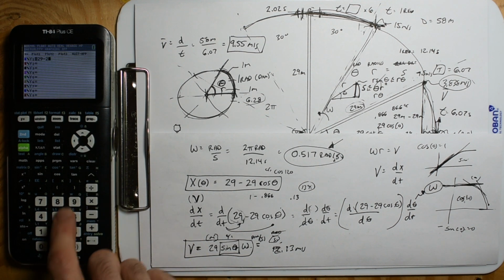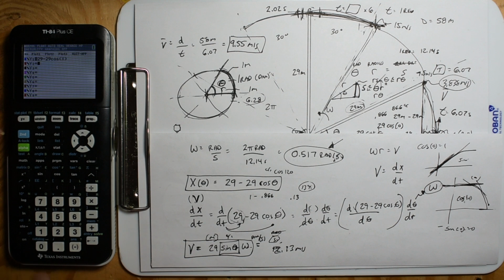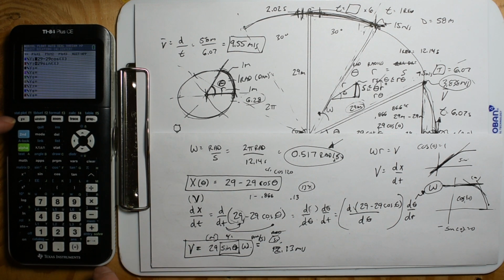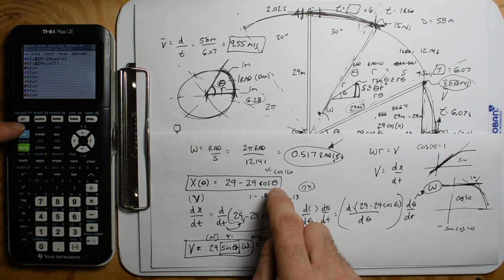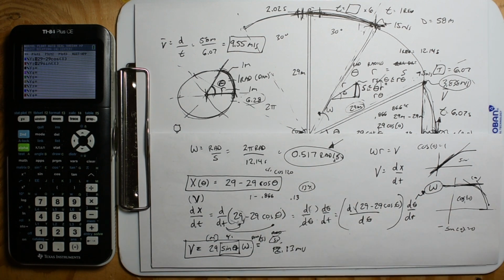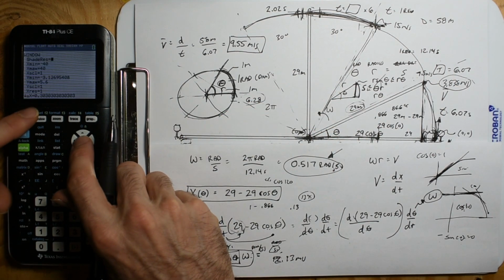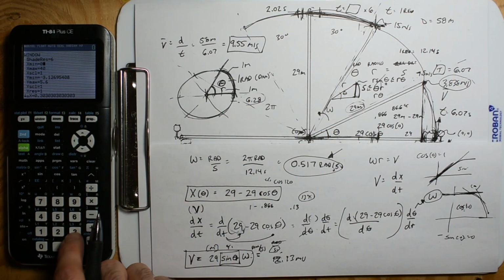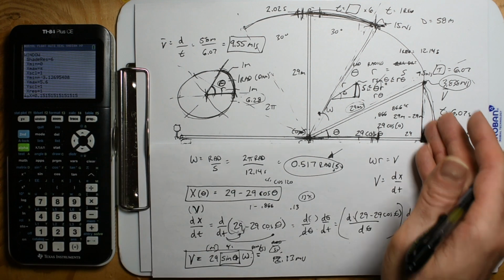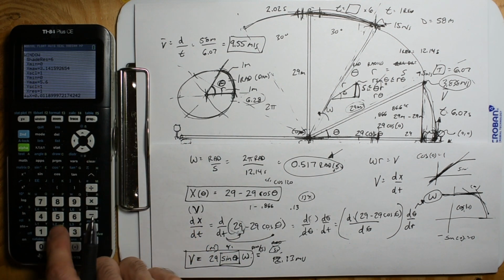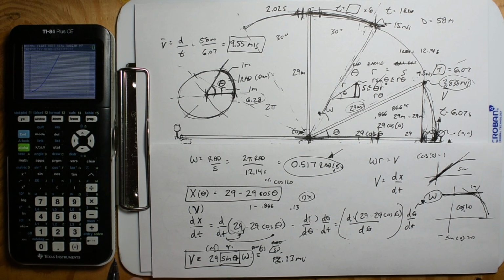So let's do 29 minus 29 cosine x, and then we're going to do 29 sine of x, and we are going to be in radians. So then the angle, our x value, is going to be like 2 pi. Here we're going to have pi. So our window is going to be from 0 to 3.14. So 0 to pi, that's going to be that. And our y is going to go from 0 to 29. So let's just kind of graph that and see what we have.